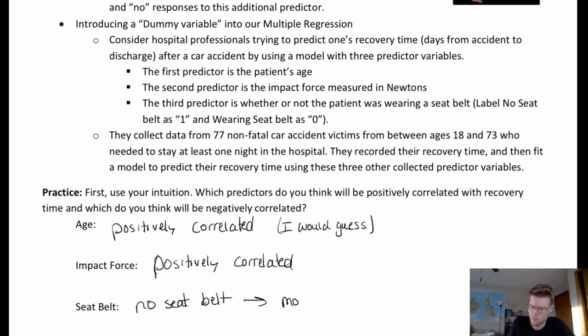Or I guess, no, I should say longer recovery on average. So this is my intuition about how these variables will probably fit into the model. Maybe you thought about it a little bit differently, but again, this is just kind of our entry point into the context so that we're thinking carefully once we see our model and what these values mean.